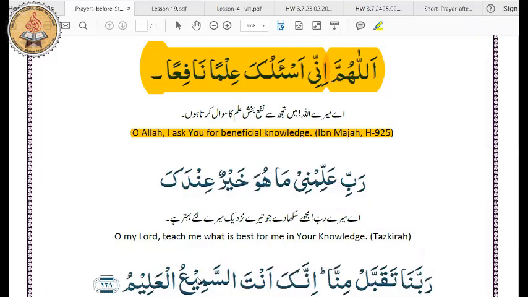Assalamualaikum. The class student is N1263. Assalamualaikum, N1263. Walaikum assalam. How are you? I'm fine. How are you? Alhamdulillah, I'm fine. Jazakallah for asking. Can you start reading this prayer, please?